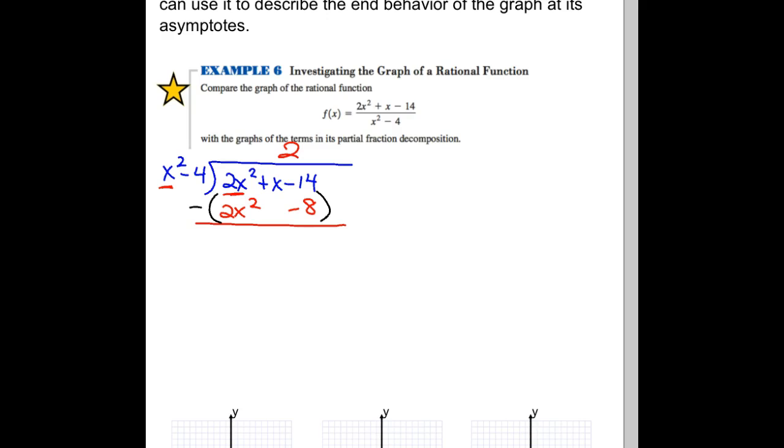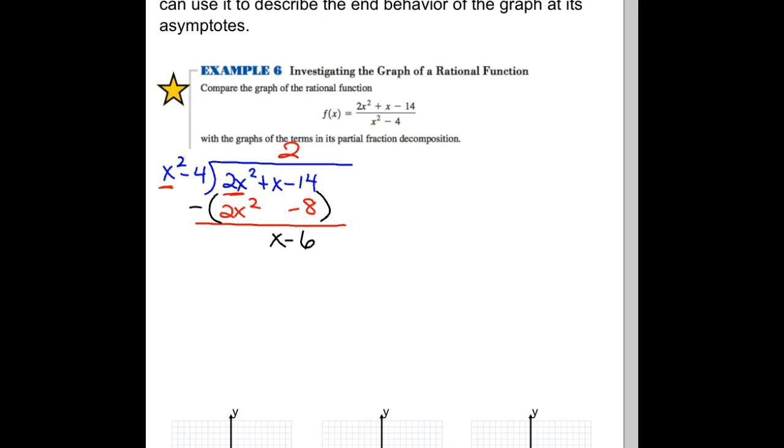2x squared minus 2x squared is gone. That's the intent of it. If it doesn't disappear, you did something wrong. Okay? We have an x and we're subtracting no x's, so we still have an x left. And then we have a negative 14 and we're subtracting a negative 8. So we're really adding 8. Negative 14 plus 8 would be negative 6. The x minus 6 is the remainder.